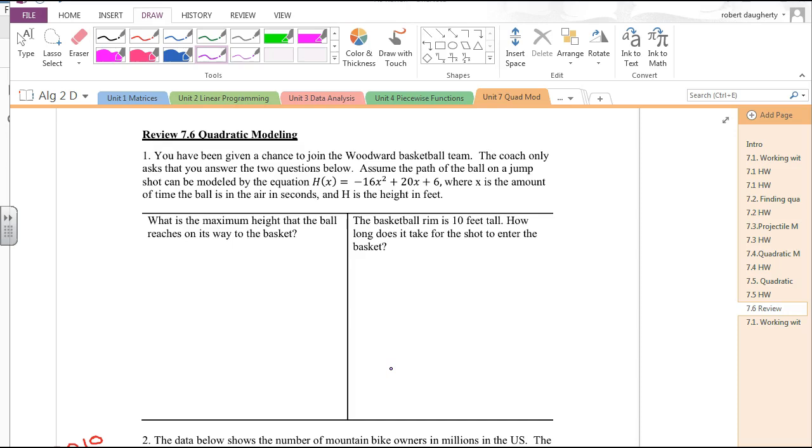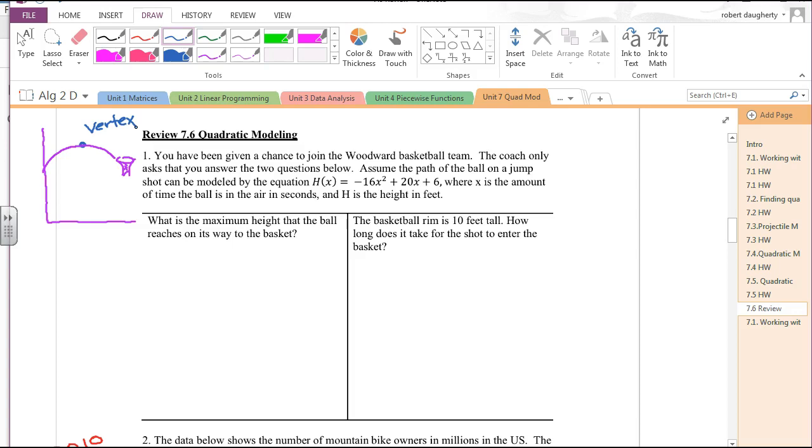So I could probably qualify for the basketball team if these were the qualifications. So let's draw what's happening here. So you've got something like this. So you've got someone who shoots a basket, and obviously you put some arc on it, and it's going to go in the basket. Okay, so somewhere right here, the shot goes in the basket. So what I'm being asked is to find the maximum height that the ball reaches. So I'm asked to find the vertex. Okay, that's the first part of the problem.